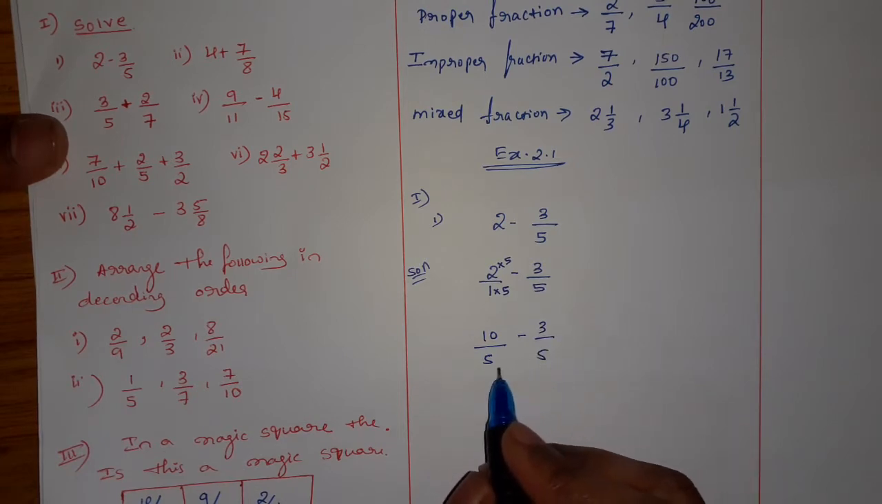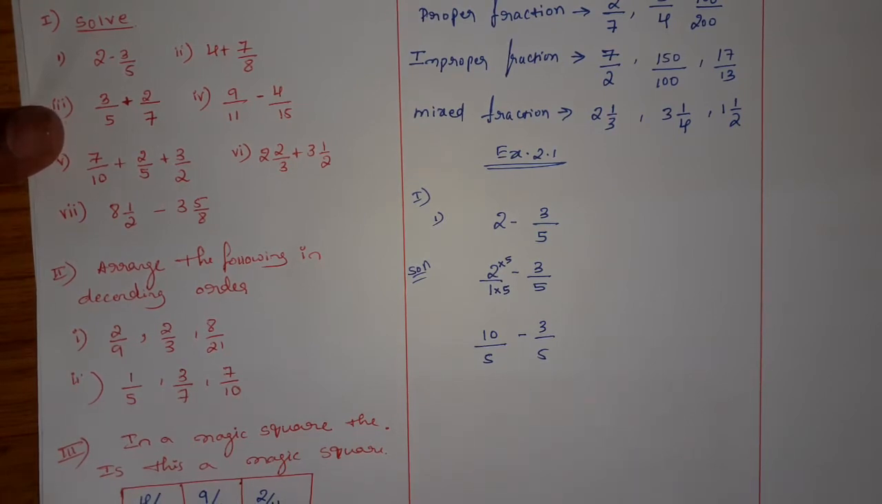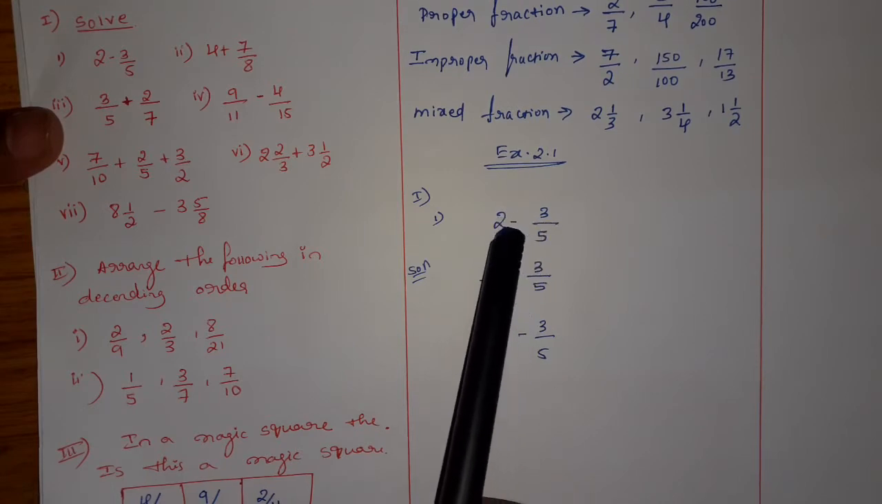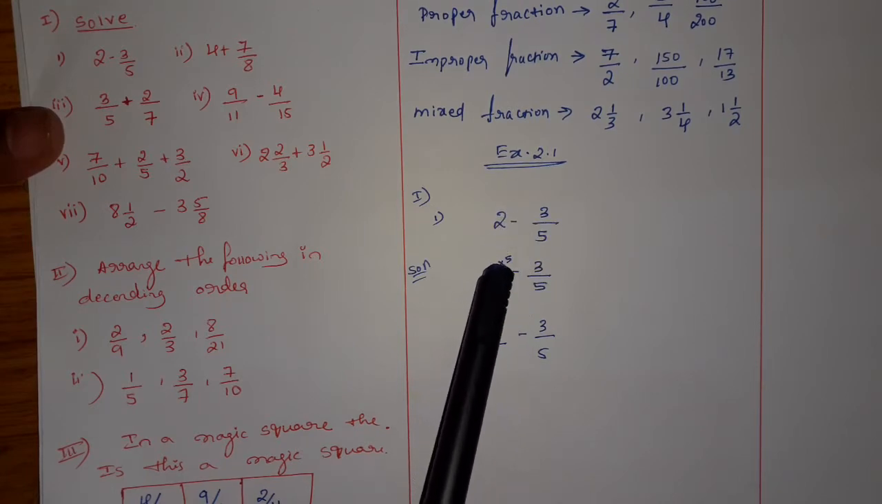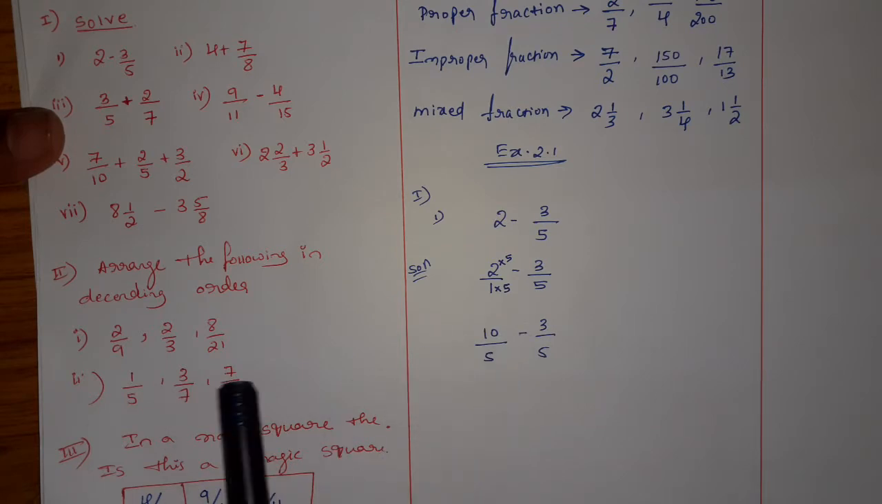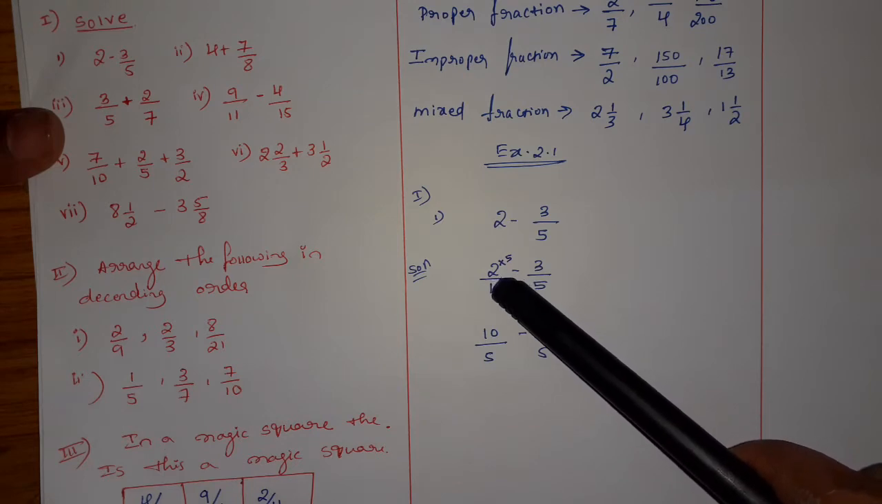Now both became same, no? Denominators are same now. So they become like fractions. Value is not changed. Remember, 2 is nothing but 2 by 1. 2 by 1 is nothing but 10 by 5. Why? Because if you distribute 10 rupees among 5 people, each one will get how much? 2 rupees.